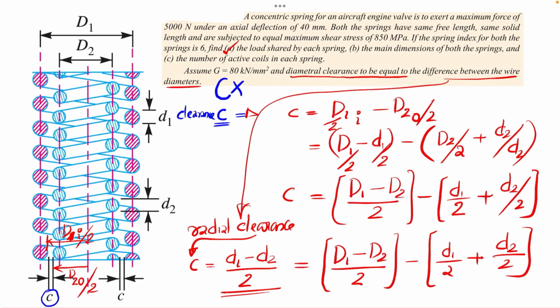In the first part, it was asked the total load shared by each spring. So we have evaluated the values of F1 and F2. Now we need to find the values of the dimensions of each spring. So dimensions means the wire diameter small d1, coil diameter capital D1, and similarly small d2 and capital D2 we need to find. For that we were given the allowable shear stress. The tau max was given.